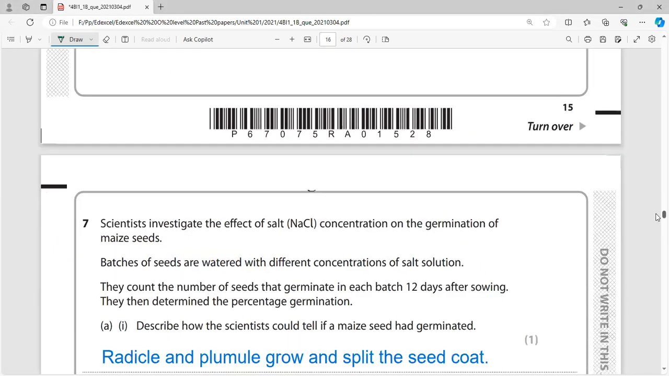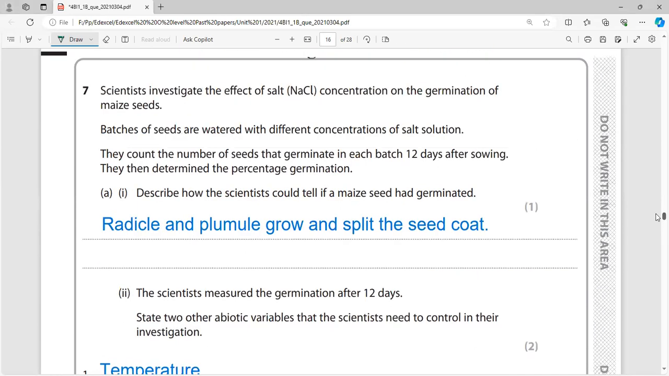In the next question, question number 7, the scientist investigated the effect of the salt concentration on the germination of the maize seed. The batches of the seed were watered with different concentrations of salt solutions. They counted the number of seeds that germinated in each batch 12 days after sowing. Then they determined the percentage of germination. So here we are finding the effect of salt on seed germination.